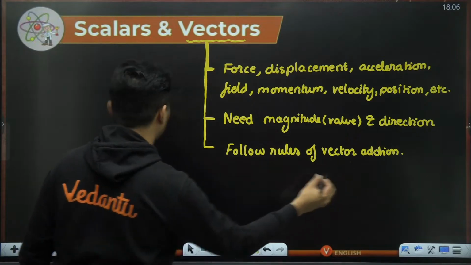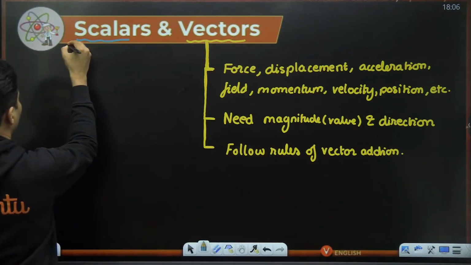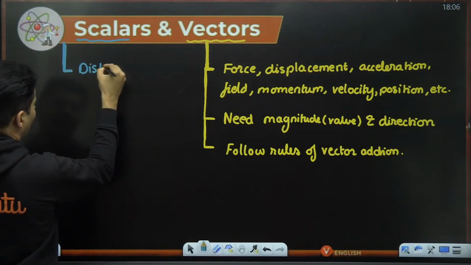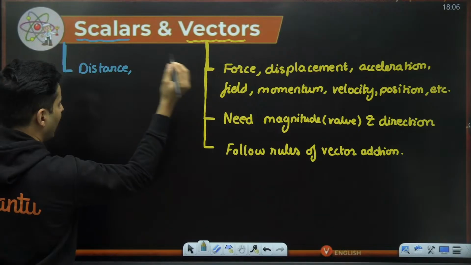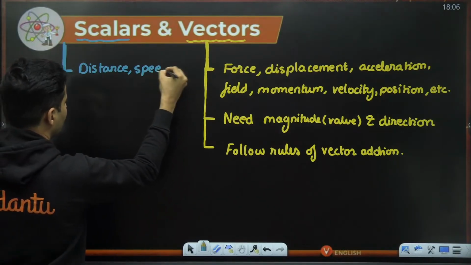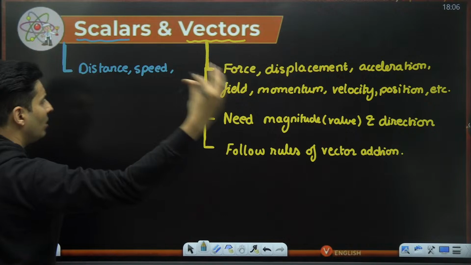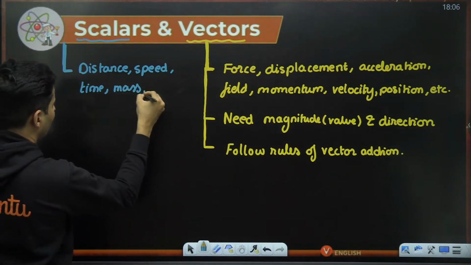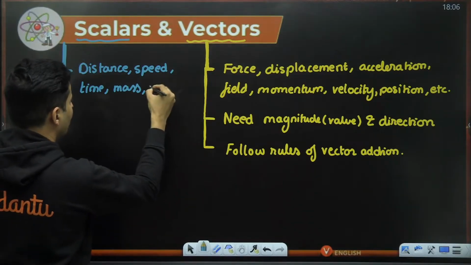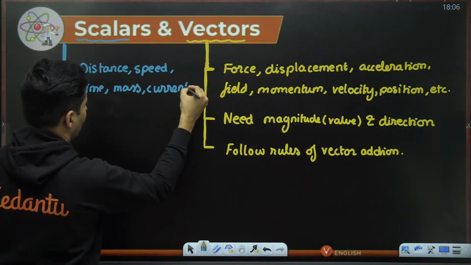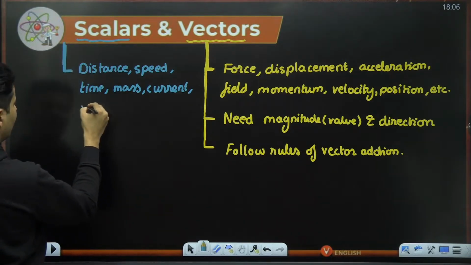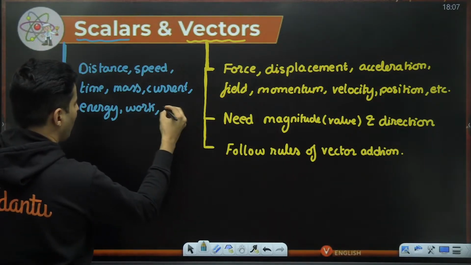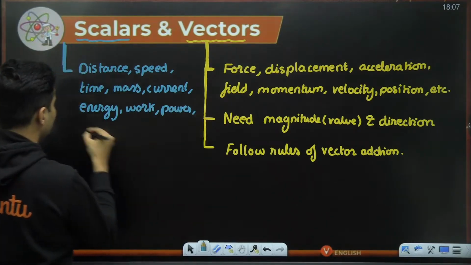Whereas on the other hand, if you talk about scalar quantities, many examples are there. Like for example, distance. I have traveled 10 kilometers. You need not tell me which direction. Or speed. What is the top speed of the vehicle? It is 200 kilometers per hour. You need not tell me the direction. Or time, or basically mass, or let's say for example, maybe current. Yes, current. Or let's say some quantity like energy, or let's say work. All these things, power, all these things.